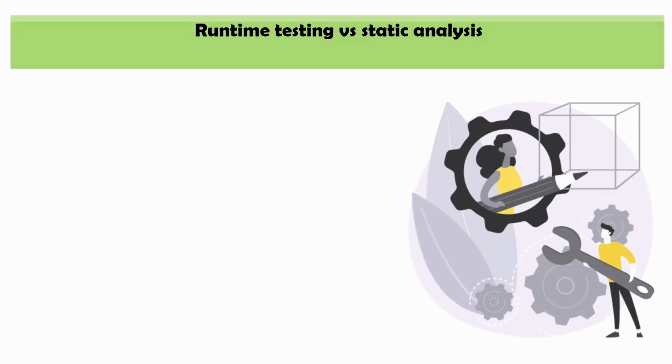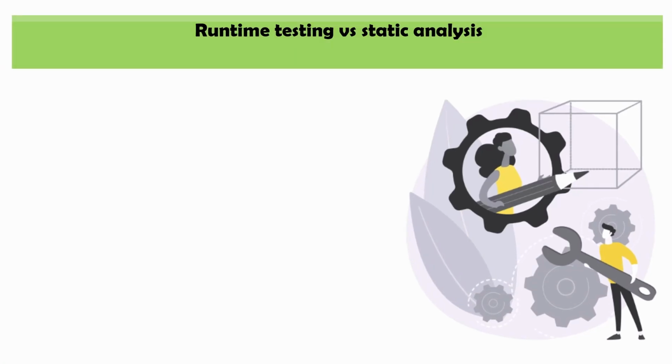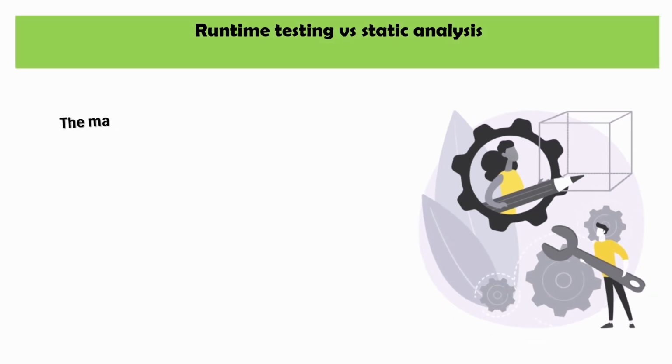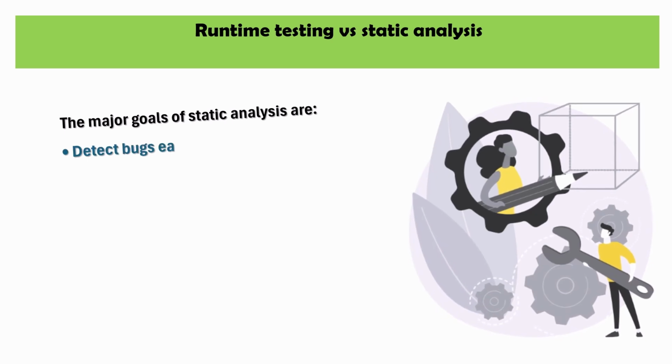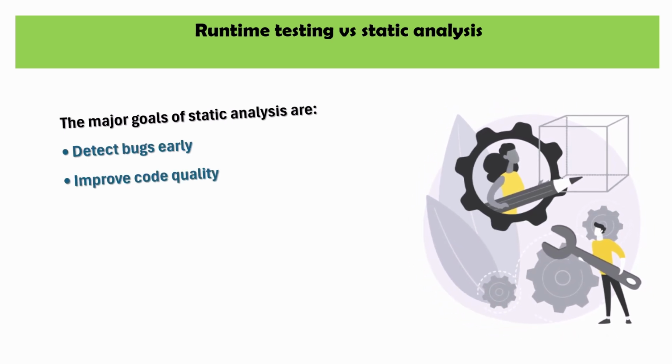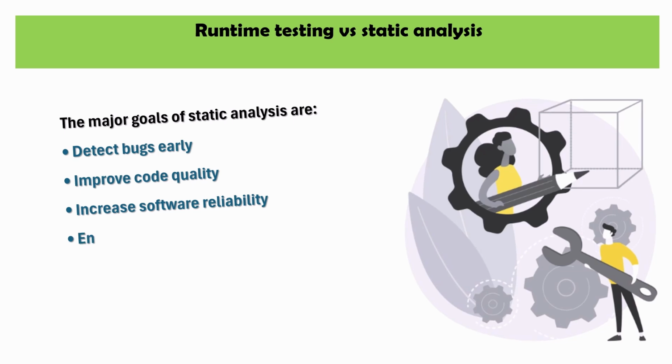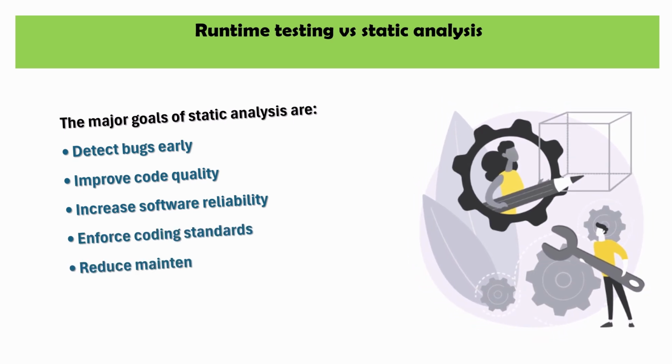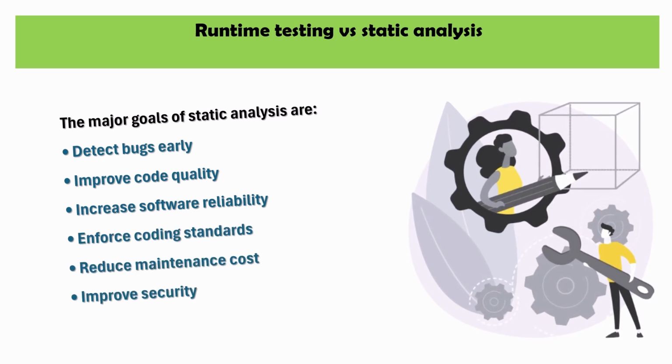In today's lecture, we will study one of the most important software quality assurance techniques used in modern software engineering, that is static code analysis. Static analysis means examining the source code or the compiled code without actually executing the program. Unlike runtime testing, static analysis tools inspect the program logic and structure, coding practices, and security vulnerabilities before the software runs. The major goals of it are to detect the bugs early, improve the code quality, increase the software reliability, enforce the coding standards, reduce the maintenance cost, and improve the security.